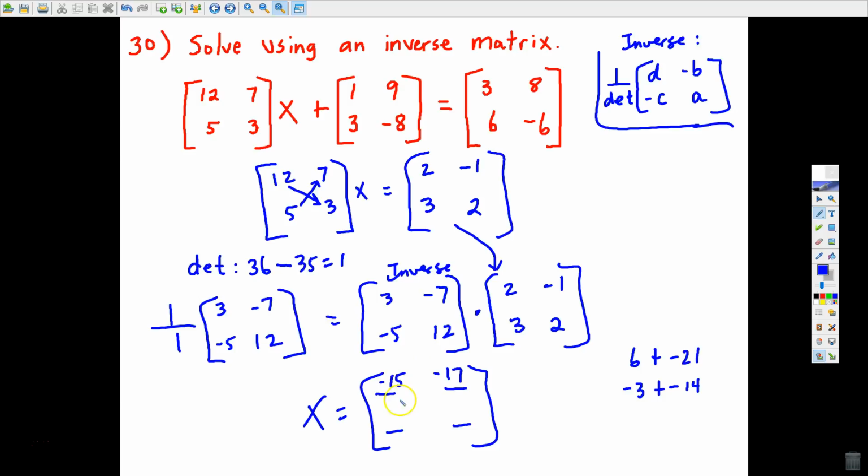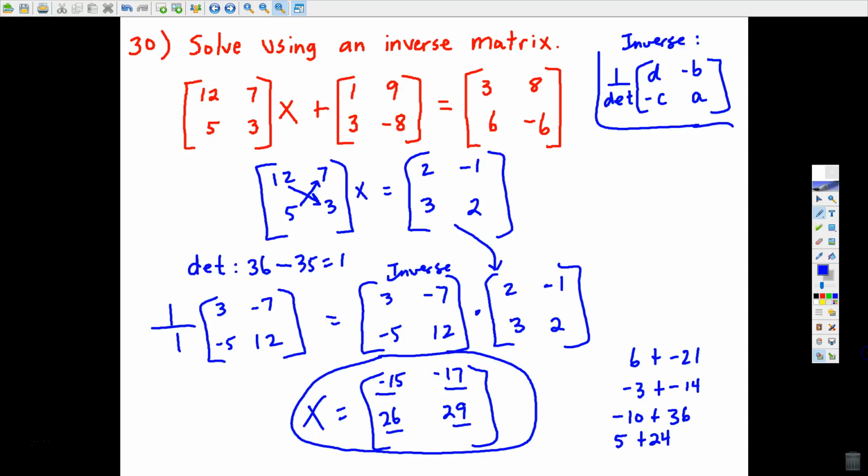To get row 2, column 1, I'm going to use row 2 times column 1. Negative 5 times 2 is negative 10, plus 12 times 3 is 36, so this is going to be 26. And now I'm going to use row 2 times column 2. Negative 5 times negative 1 is 5, plus 12 times 2 is 24. That's 29. And this is my answer using an inverse matrix.